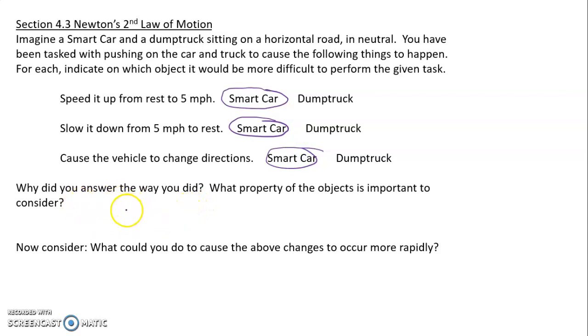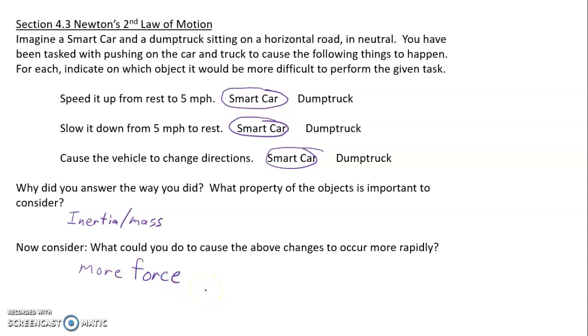Now, why is that? What is the property? Well, two different words come to mind: inertia or mass. And mass is just a quantitative measure of inertia. So that's the property that's important. Now, what could you do that would cause those changes above to happen more rapidly, whether you were slowing down or speeding up, and whether it was the dump truck or the smart car? There's one thing that you could do that would make all of these things happen more quickly, and that is to use more force. That's right. Use more force.